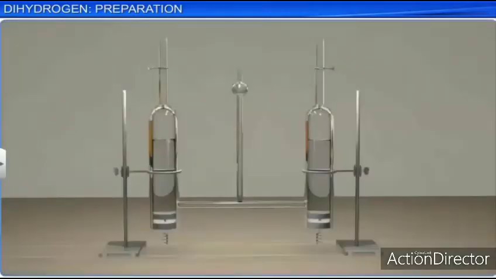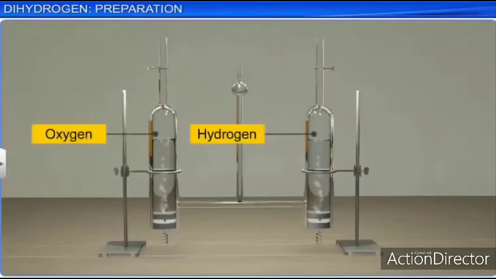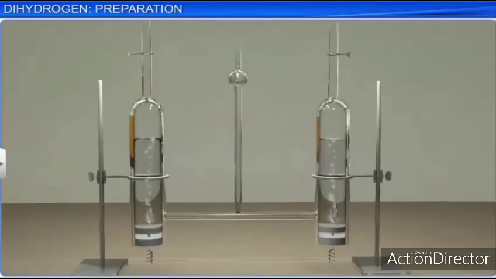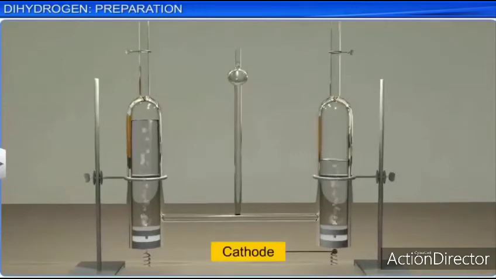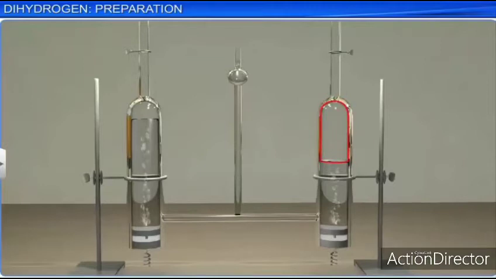Commercially, hydrogen is prepared by the electrolysis of water using platinum electrodes. Sulfuric acid is used to acidify water, making it a better conductor of electricity. When an electric current is passed through the water, it decomposes into hydrogen and oxygen. Hydrogen gas is liberated at the cathode and oxygen at the anode. The volume of hydrogen formed is double that of oxygen.